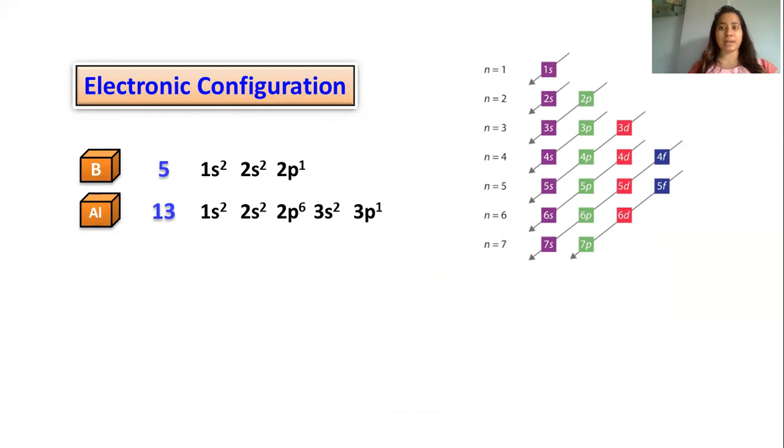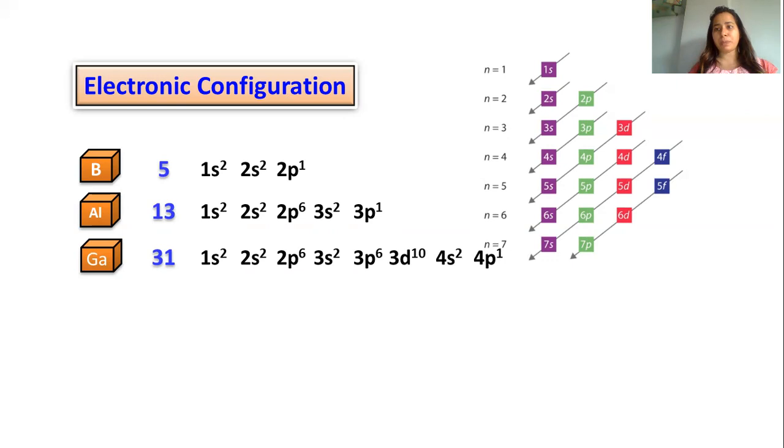For the next element, gallium, 13 plus 18 was 31, so the electronic configuration will be lengthy: 1s2, 2s2, 2p6, 3s2, 3p6, 4s2, 3d10 and 4p1. After this, for indium the atomic number will be 49 and the electronic configuration will be even more lengthy. So instead of writing the whole configuration, we can go for the condensed electronic configuration, that is the nearest noble gas configuration. First we have helium, second we'll have neon.